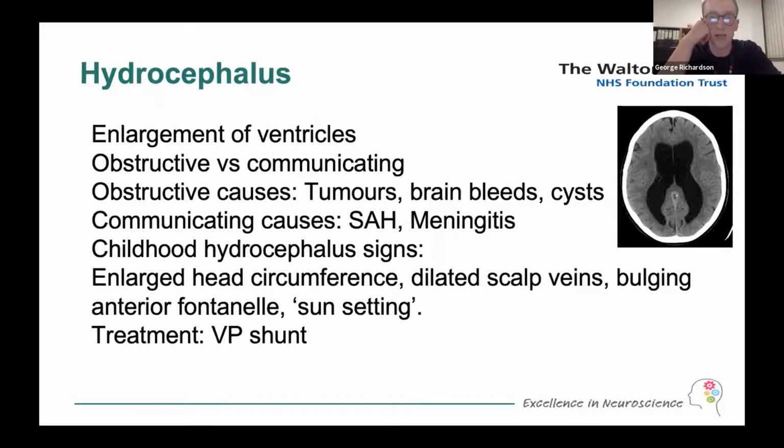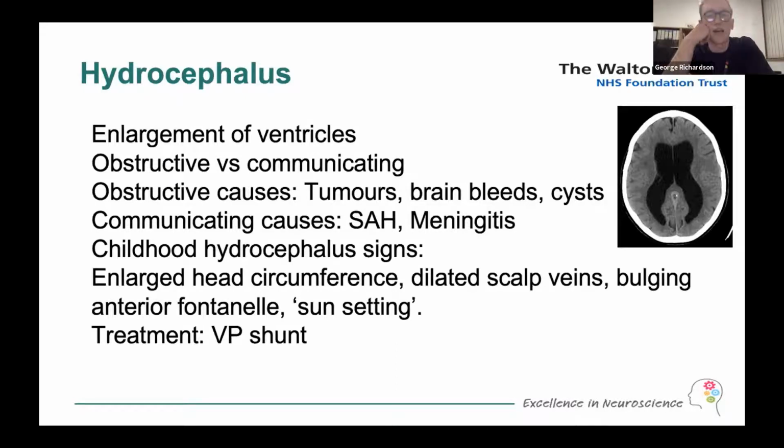But you can also get rarer causes as well, like choroid plexus papillomas, but that's quite rare. And the childhood signs that you might see with hydrocephalus are that patients can get quite big heads, dilated scalp veins, bulging fontanelles, and they can get this thing called sunsetting as well, which is where the eyes stick down at the bottom and they struggle with vertical gaze.